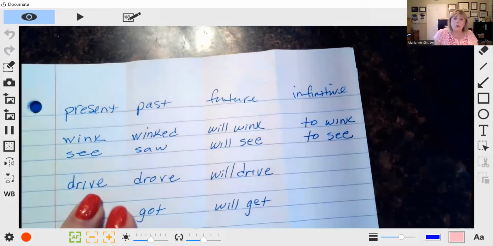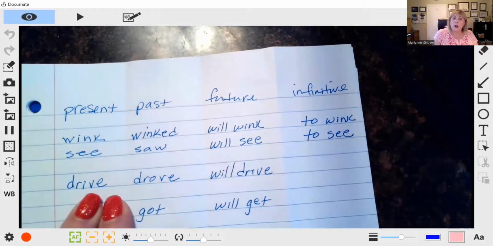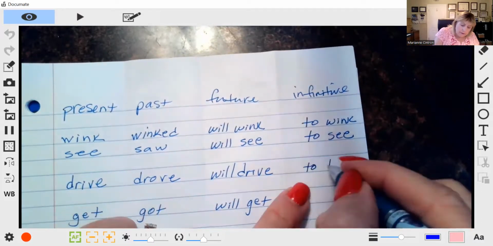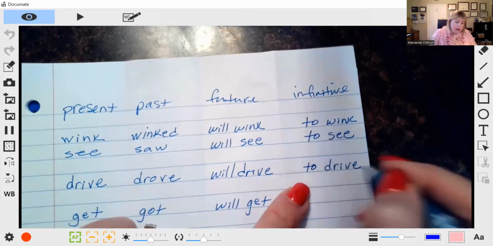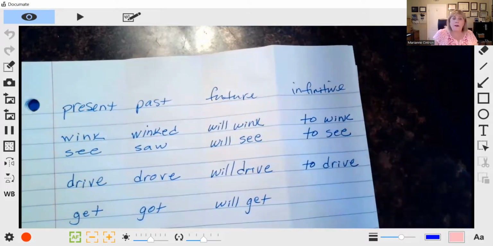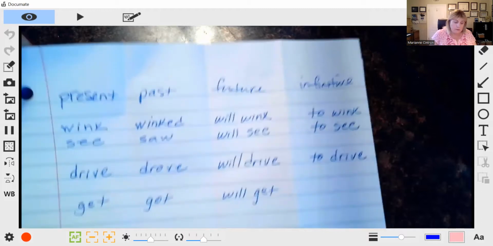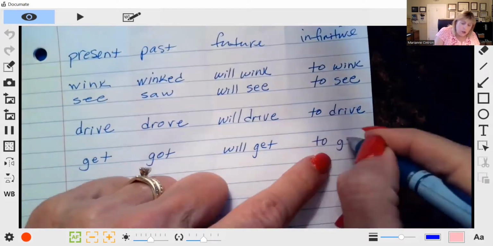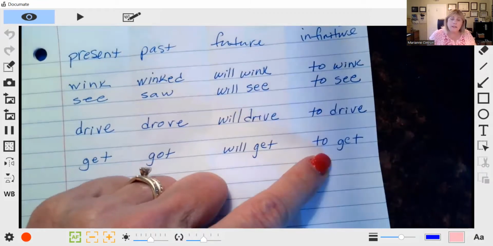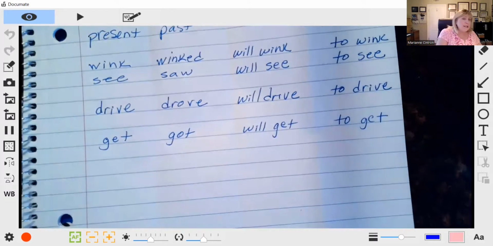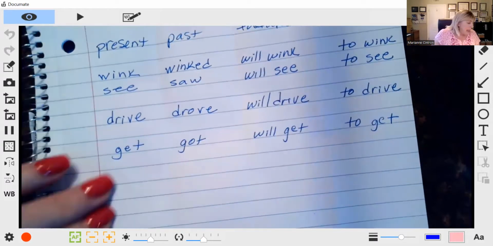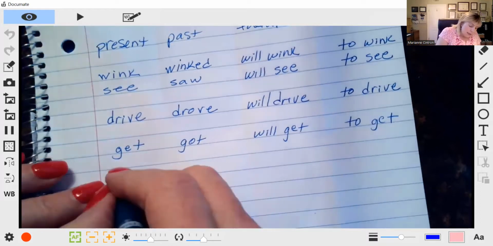So I ask her, what is the infinitive of drive? And she'll say, to drive. Yay! What's the infinitive of get? To get. You get to go to the movies when you finish your homework. All right? So they get a little trickier, so bear with me. They're not always easy. The next word I'm going to write is help.